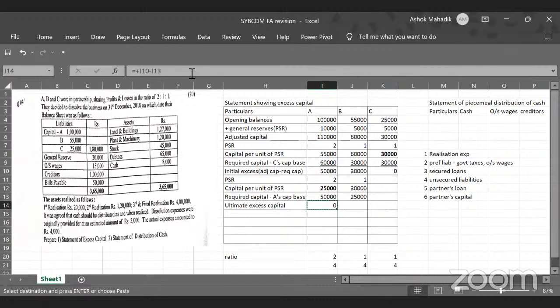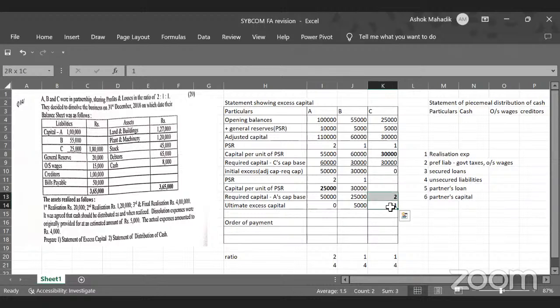Then same way for B also. B's excess is 5,000. Okay, so that's it. We have to stop here. Now we have to write down the order of payment. First we have to pay 5,000 to B. See, last 2 lines are important. While calculating order, last 2 lines are important. So I'll just write 1 and 2 there.